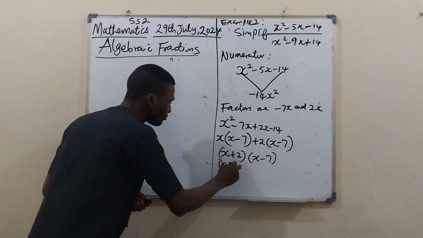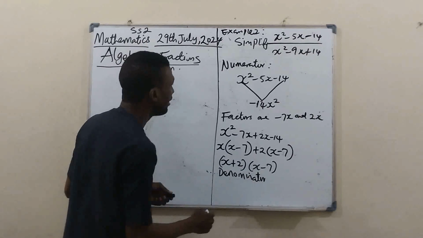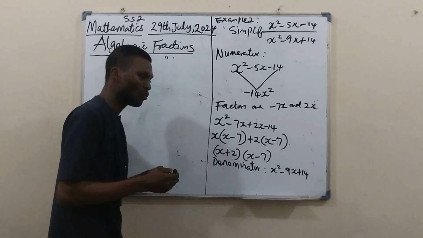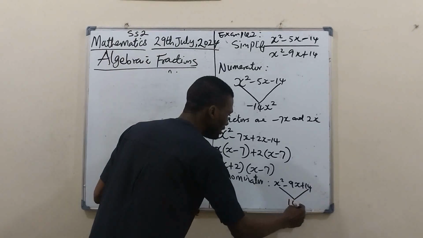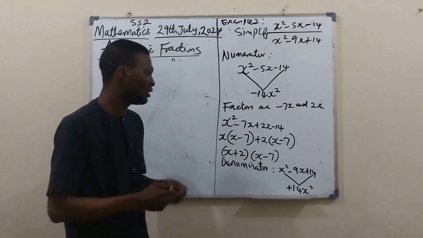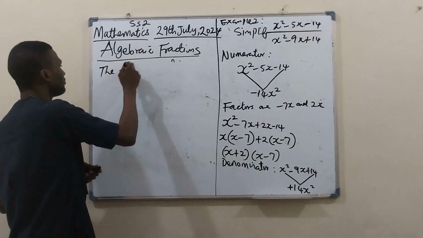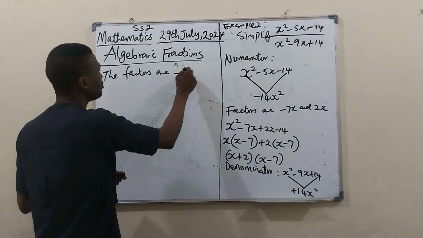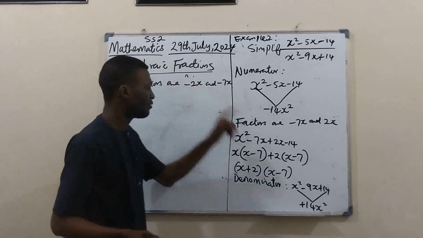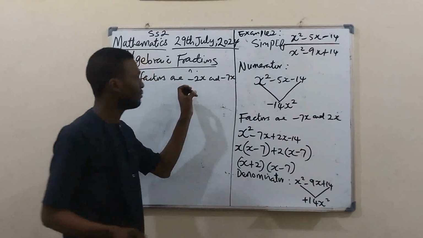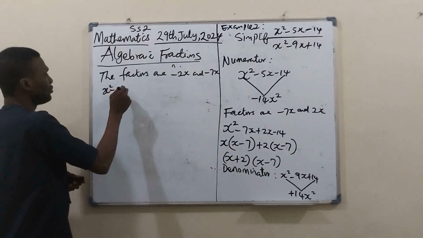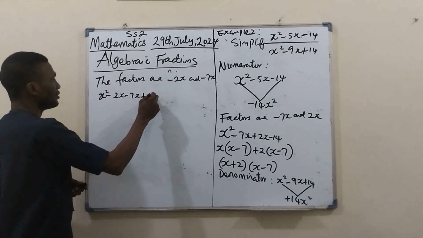Then for our denominator, we have x squared minus 9x plus 14. See a quadratic expression, we multiply these two, we have 14x squared. The two factors that we can multiply to get 14x squared and add to get minus 9x are minus 2x and minus 7x. Minus times minus is plus, 2 times 7 is 14, x times x is x squared. Minus 2x plus minus 7x gives us minus 9x. So we have x squared minus 2x minus 7x, then plus 14.